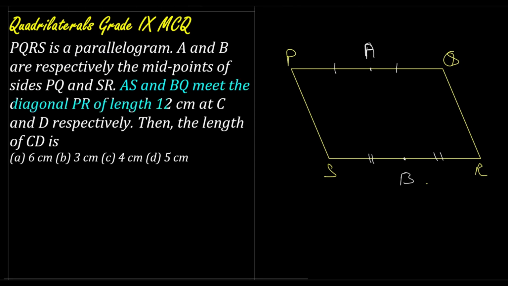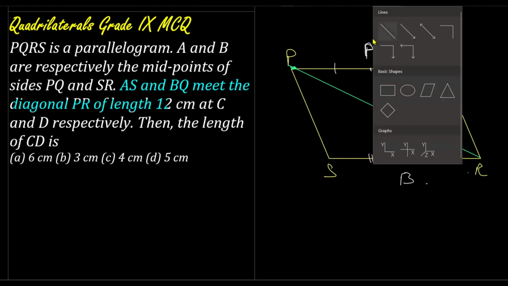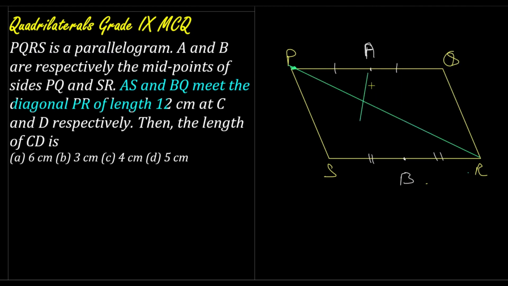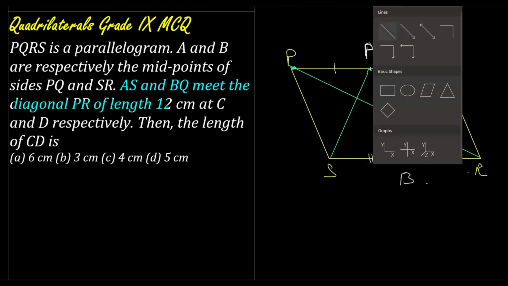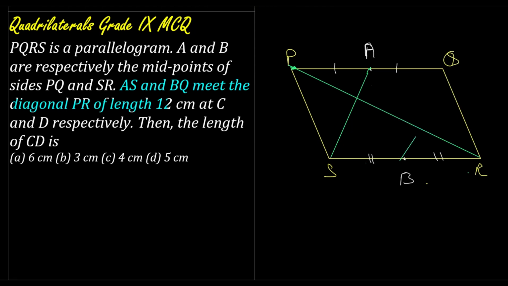So we need to first draw the diagonal PR. Let's say if I join this, this is the diagonal over here. And this is meeting AS and BQ. That means we need to join AS and BQ. So A to S, this is A to S and B to Q. So we'll be joining B to Q as well. These two are joined.